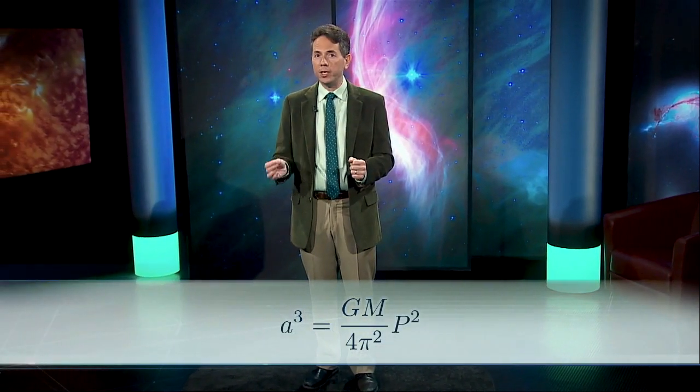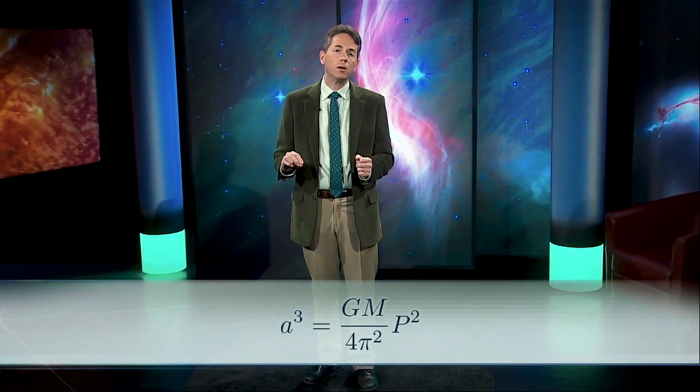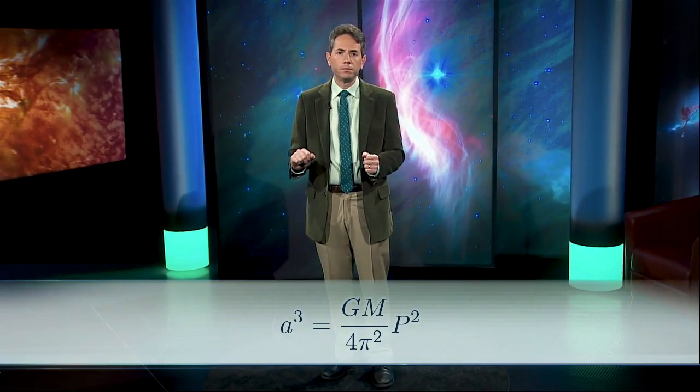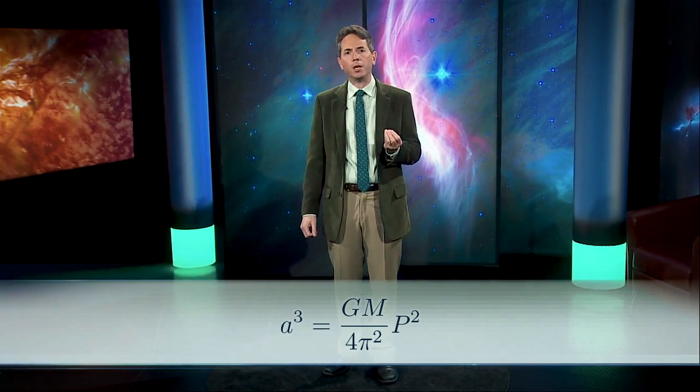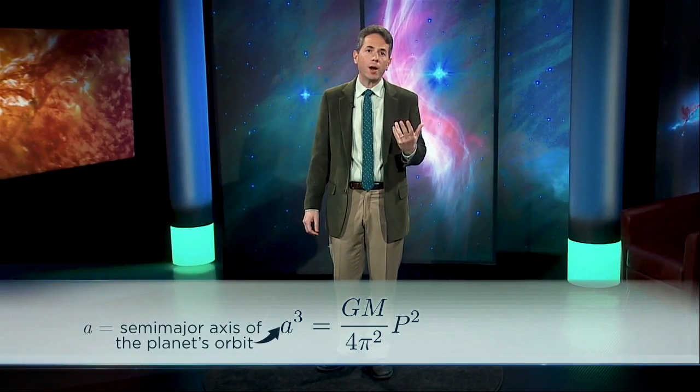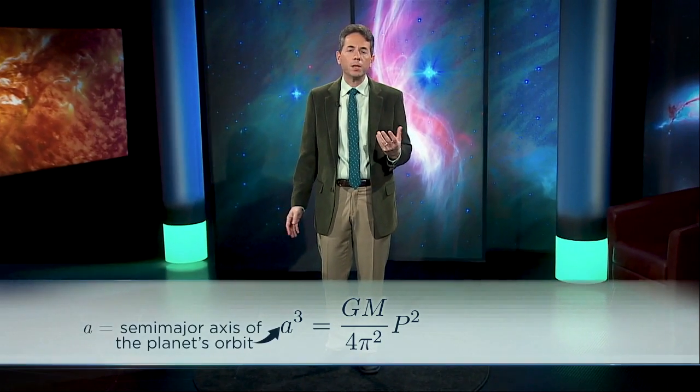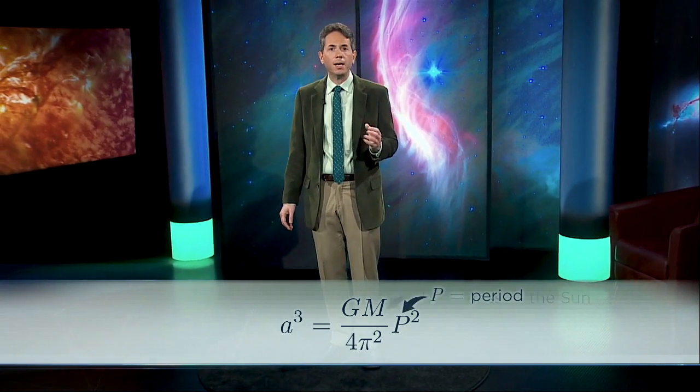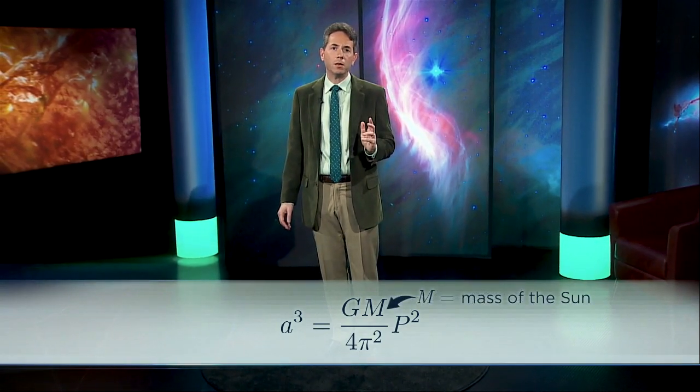We'll call on our old friend, Kepler's third law. One way to write it is a cubed equals GM over 4 pi squared times P squared. Now, back in the planetary context, a was the semi-major axis of the planet's orbit, P was the period, and M was the mass of the Sun.